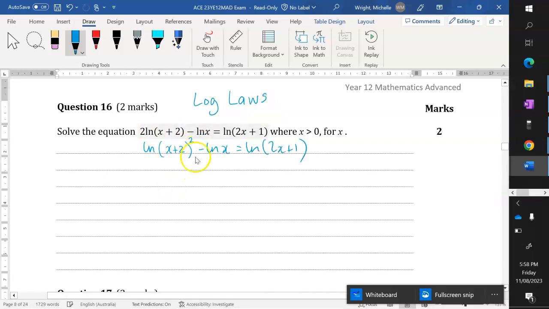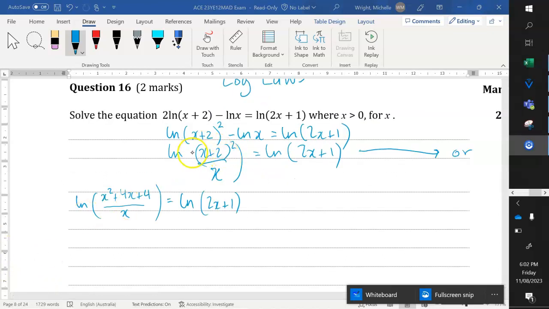Okay, there's a log law that tells us that we can do something when we take away one log from another, and that's divide. So I can have log of x plus 2 all squared divided by x is equal to log of 2x plus 1. Okay, so you should have then expanded the top line up here, and you would have gotten x squared plus 4x plus 4. x is on the bottom, and that's equal to log of 2x plus 1.